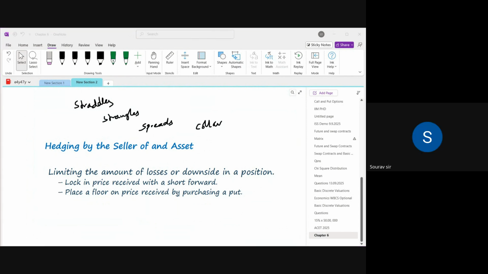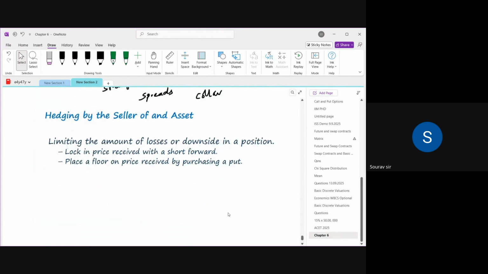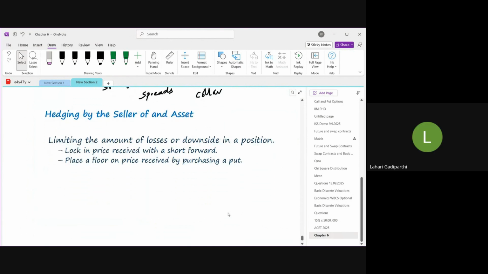Like I was discussing with you, that you can do like that. So hedging means short forward means you enter a short forward at today's forward price. This locks in the selling price in advance. Then what will happen? Sorry. Yes.